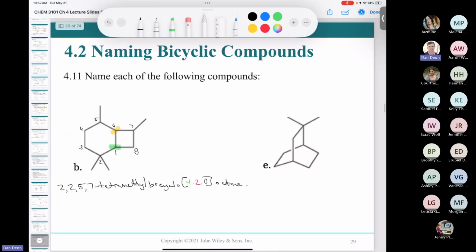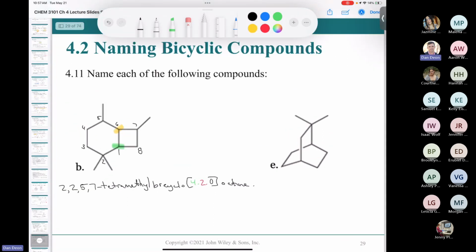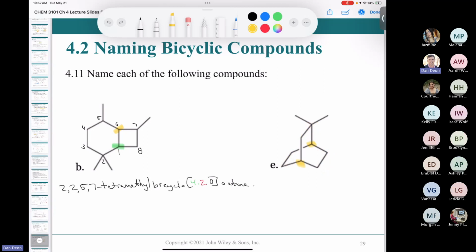Now, in the next one, let's label our bridgehead carbons. We have one here and one here. Every bridge has 2 carbons in it. This one has 2 carbons, this is 2, this is 2. And there's a total of 6, 7, 8 carbons. So this is some kind of bicyclo[2.2.2]octane. So if we have bicyclo[2.2.2]octane, I'm going to put that here.